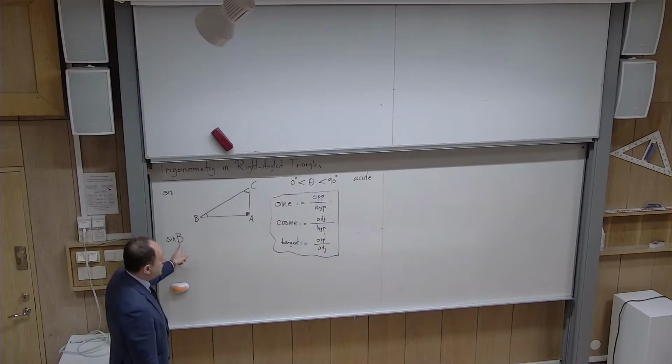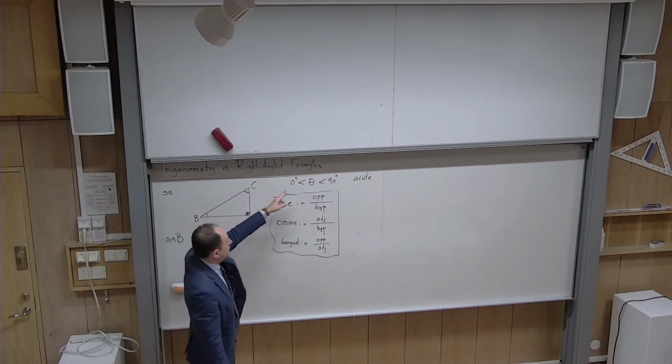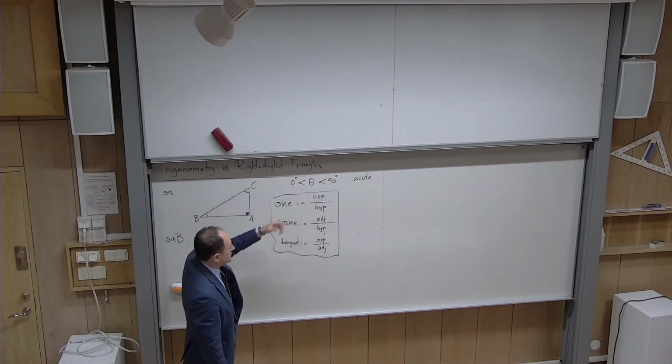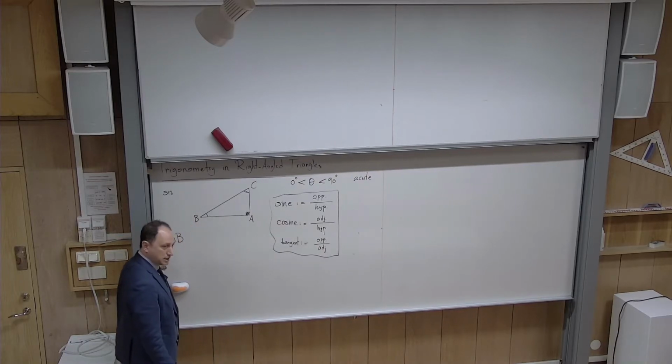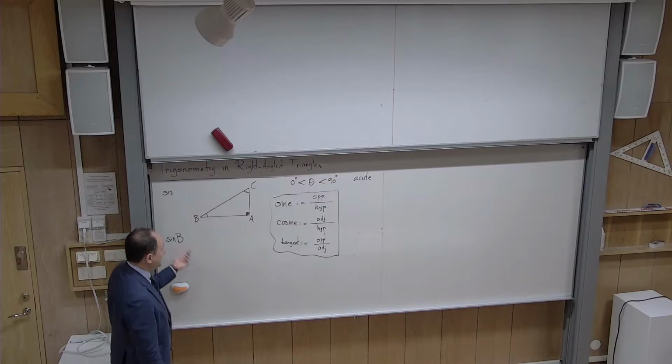And for the time being, degrees is the only unit that we can work with. Of course, the more professional one is radians. We will study that later. But for the time being, B is an angle measured in degrees. But sine of B, as you will see, is a number.